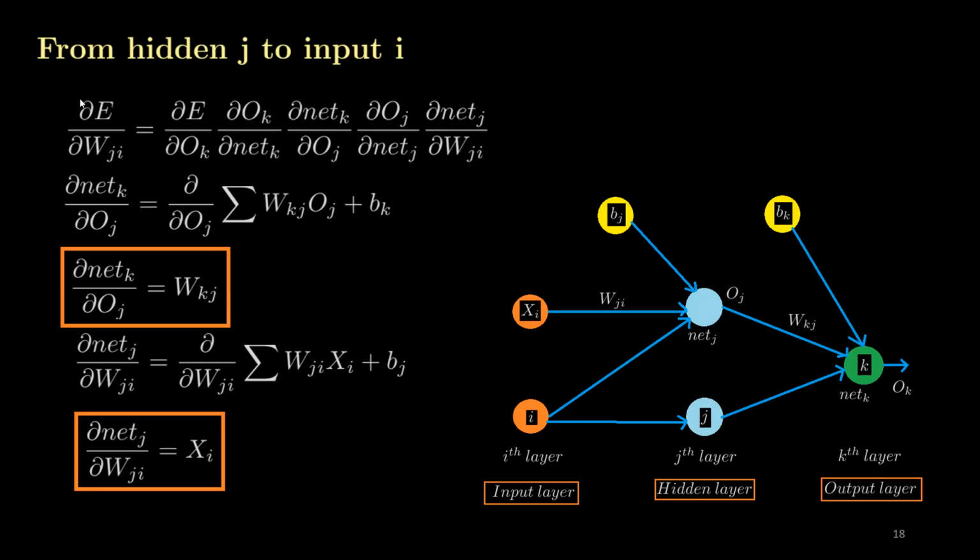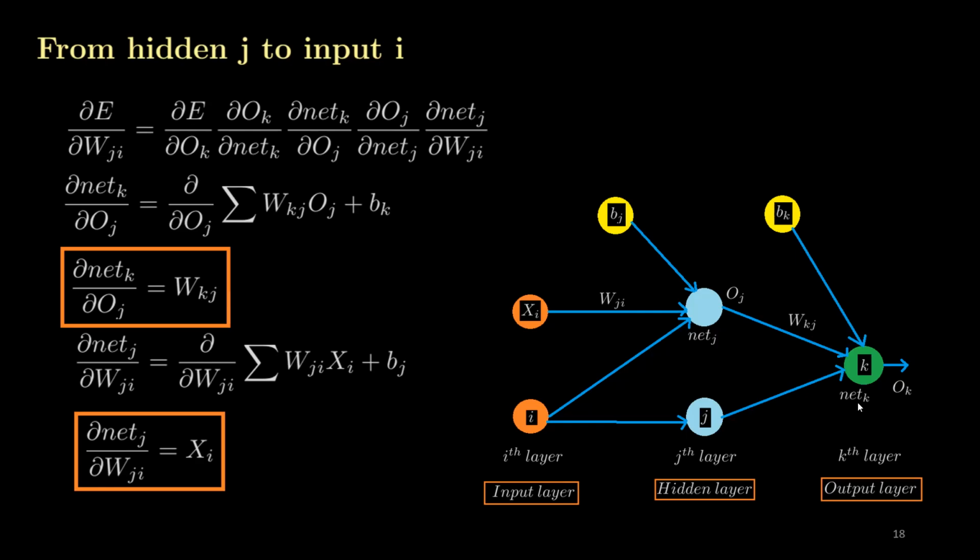Basically, we have to reduce the error by updating the weight WJI, which is present between the ith layer and the jth layer, that is, between the input and the hidden layer. Let's start from the error and reach WJI. So here we have an error. We will move from error to Ok. This is our first step. You can see that dE by dOk.